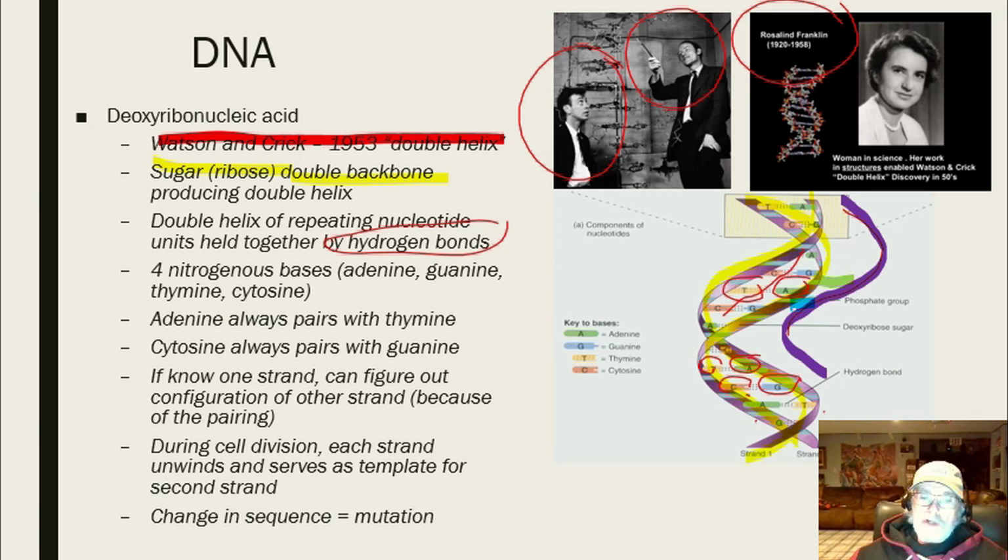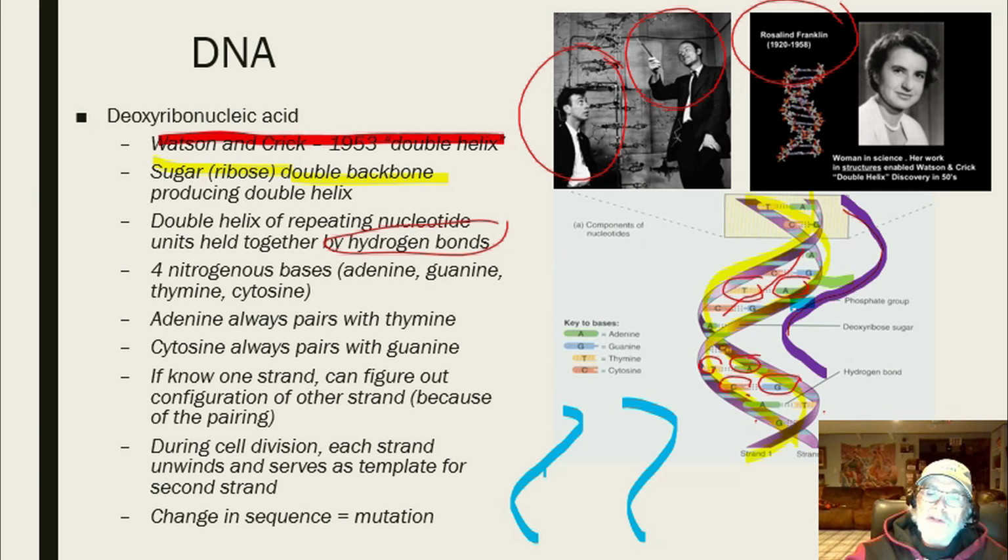So during cell division, each strand unwinds. So we have two separate strands. I'll have one strand out here, I'll have one strand out here. And if this strand has, let's say, a guanine, I know that the strand on the opposite side is going to be a cytosine over there. And if I have a strand over here that's an adenine, when they create that other strand, that other strand up there is going to be a thymine. So basically they can get these things paired really well.